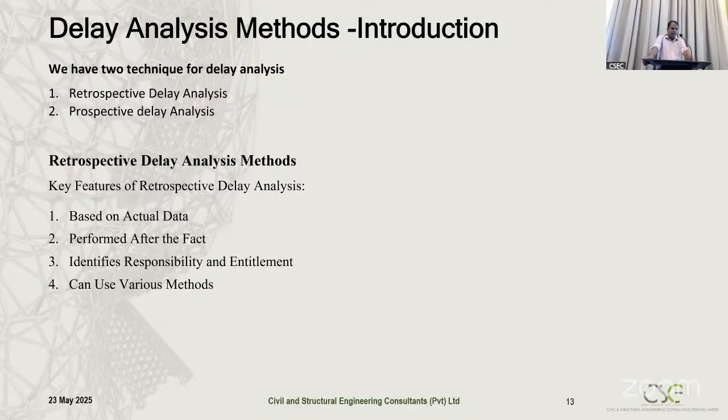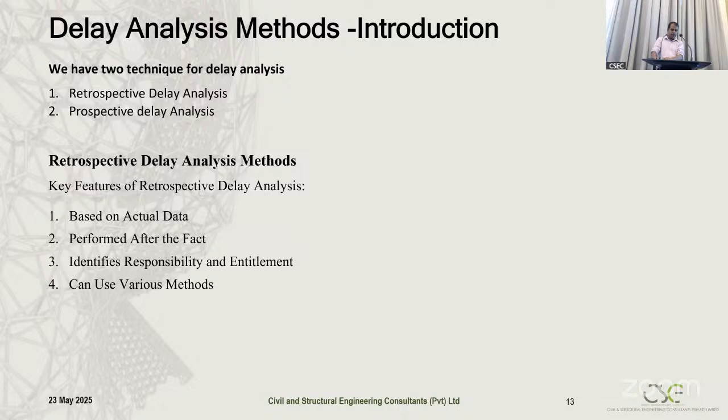And this method we are performing after the fact, conducted after delay has occurred, and often during claim preparation and dispute resolution stages. And also we are identifying the responsibility and entitlement. Who is responsible for this delay, and is there any entitlement for the EOT? And we can use various methods. I will come to these points later. We come with the as-planned versus as-built method, the collapsed as-built, and the time impact analysis. These are the analysis methods we are moving with in this retrospective delay analysis.